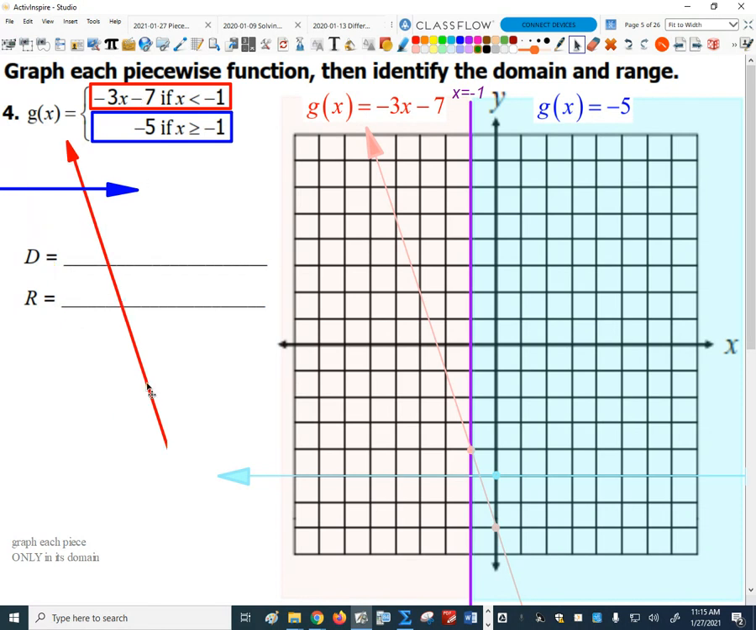Well, doesn't that mean I really only get to keep my graph right there, don't I? Even though that line goes forever, because I'm only keeping the piece of the line to the left of my boundary, the piece that's defined where x is less than negative 1, I only get to keep that dark red ray. I don't get to keep the whole line. Everybody see that? Give me a 1 to 5 on that. That's a really important concept.